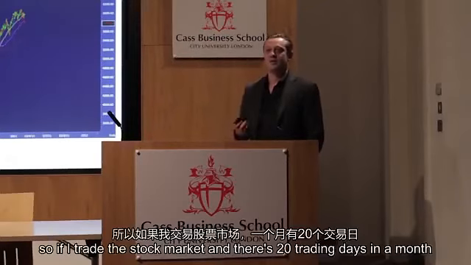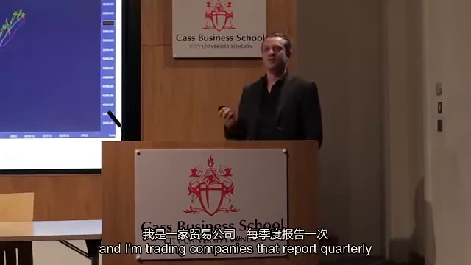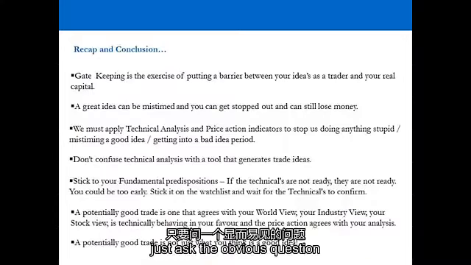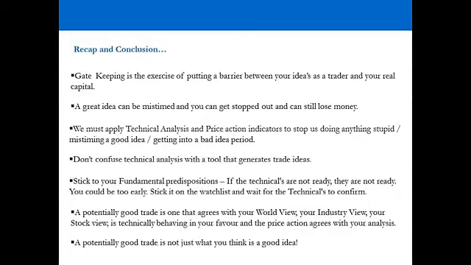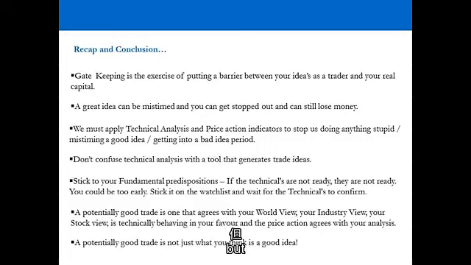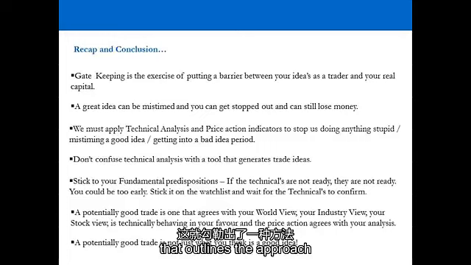So if I trade the stock market and there's 20 trading days in a month, 60 in a quarter, and 250 in a year, and I'm trading companies that report quarterly on GDP views that are reported quarterly and annually, what are the most important moving averages to me? Just ask the obvious question. So you can add any TA indicator in there you want, but that outlines the approach.